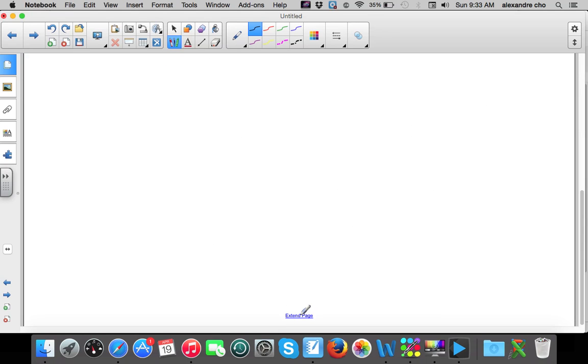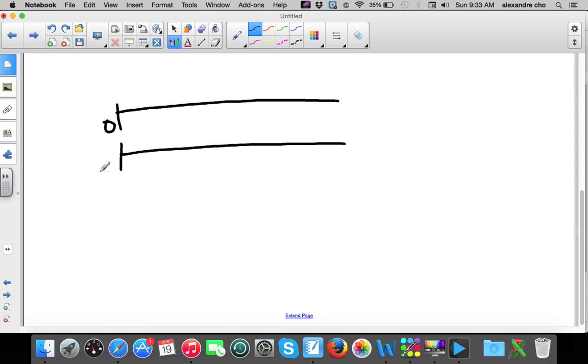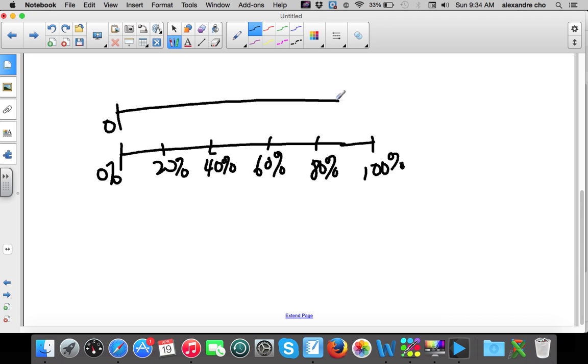Okay, next one, the doll question. Let me draw it out. Double number line: 0, 0%, 20%, 40%, let me just draw it out quick, 60, 80, 100. So that's what you have on yours.